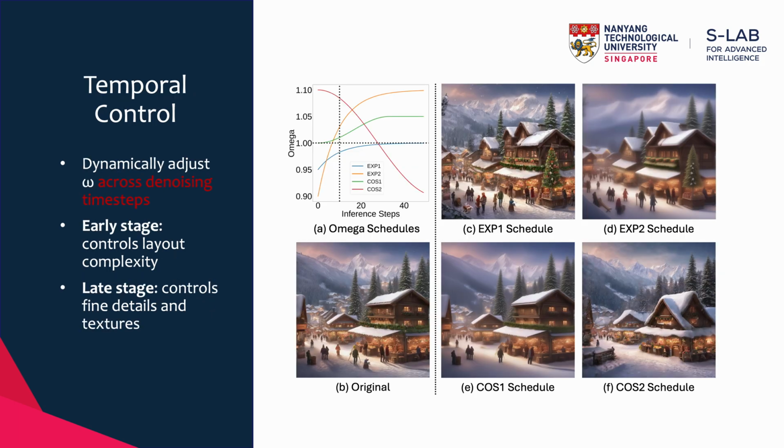Besides space, we can also control granularity over time across the denoising steps. In the early stage, omega influences the complexity of the layout, and in the late stage, it controls fine details and textures. And by designing omega schedules, we can flexibly manipulate the overall structure or local details in different ways.